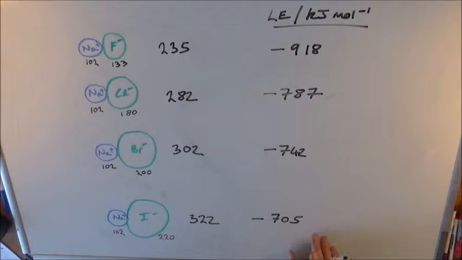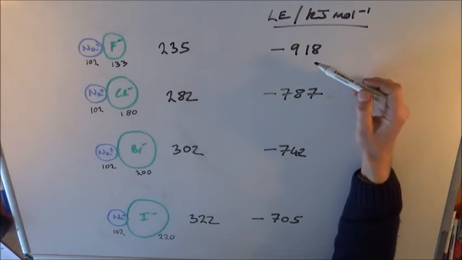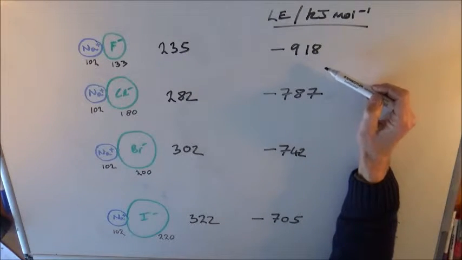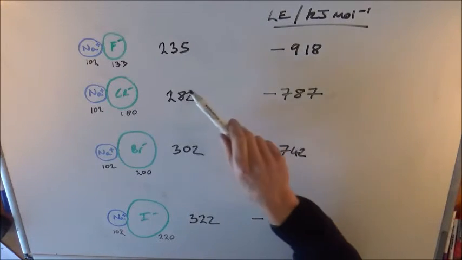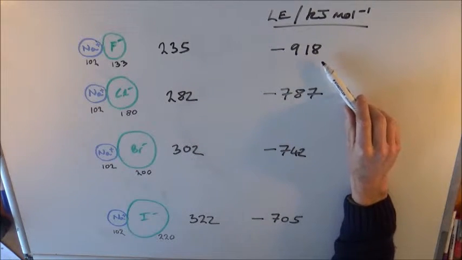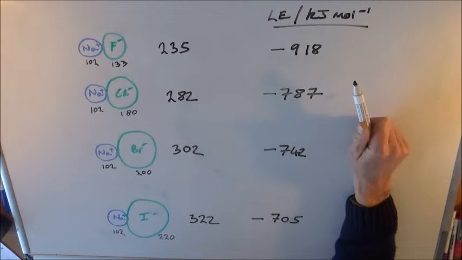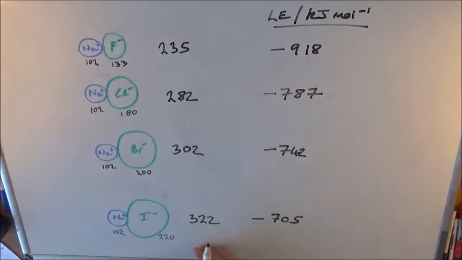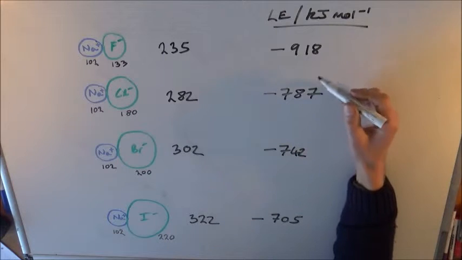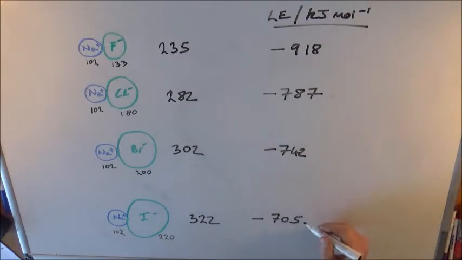To put that another way, in the case of sodium fluoride, the positive and the negative ion can get close together, so more energy is released when they come together. It's more exothermic and a more negative value. Compared with sodium iodide, less energy is released because the ions cannot get so closely together. So the ionic bonding in sodium fluoride is stronger than the ionic bonding in sodium iodide.